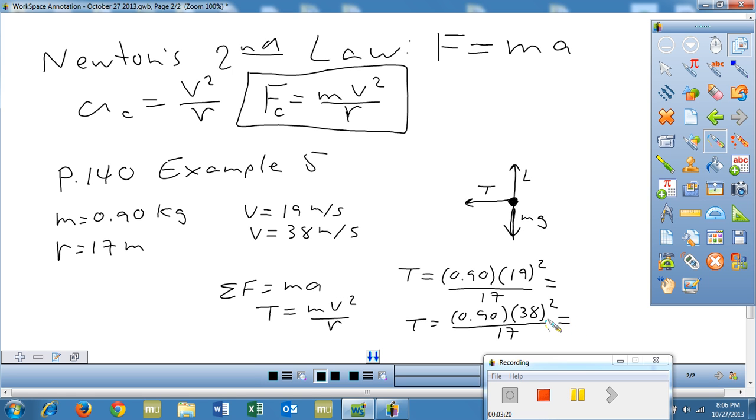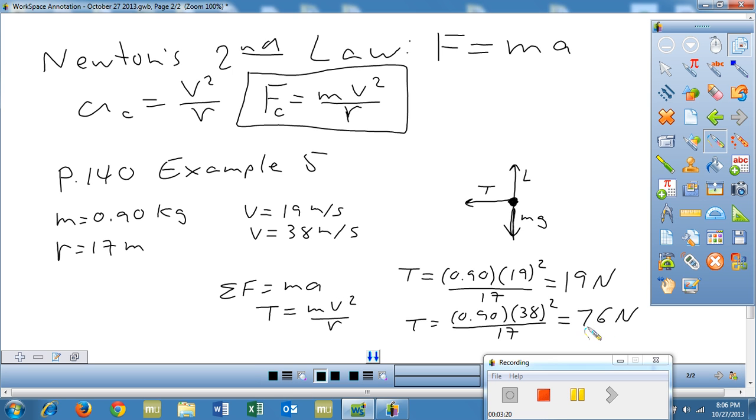Let's see. I've got 0.9 times 19 squared divided by 17. That's equal to 19 newtons. And then we have 0.9 times 38 squared divided by 17, and that's equal to 76 newtons. And that's all there is to it.